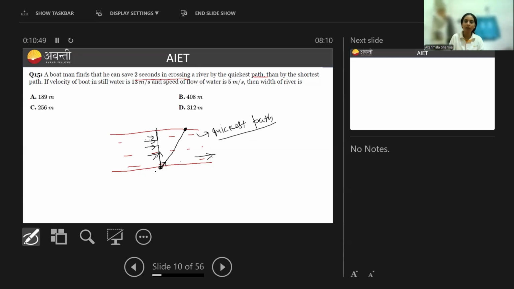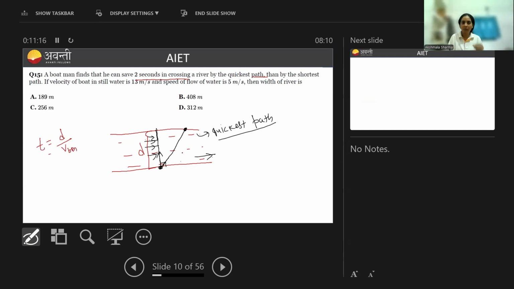Why quickest? Because with whatever velocity you can swim in the river, all of that velocity you are aligning along the width of the river. I mean, if you have to cross the river, you have to travel this much distance. Let's say this is D. So if you are aligning all your velocity along this direction, then time taken to cross the river will be equal to what? D by velocity of boatman.